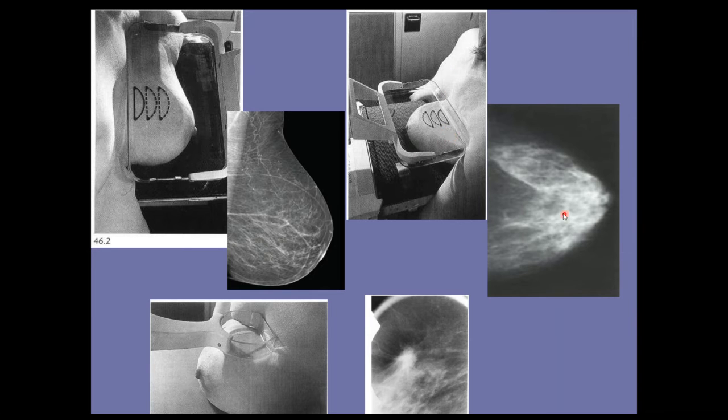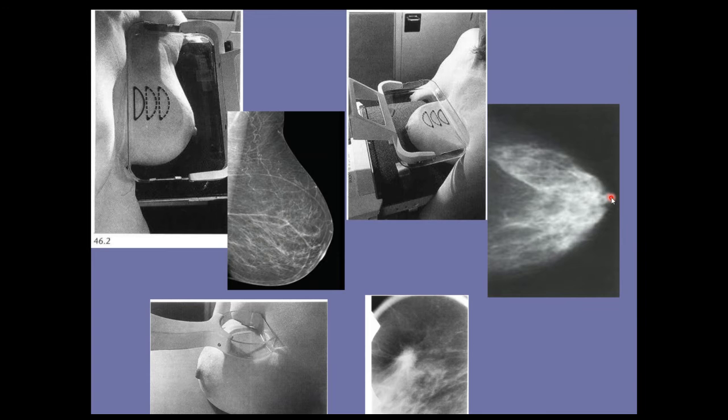If the mass, for example, this is the craniocaudal view. If there is a mass here, this is the right breast. So if we see a mass here, this is the right breast, that means the mass is in the outer quadrant. Or if the mass is here, we can say the mass is in the inner quadrant.